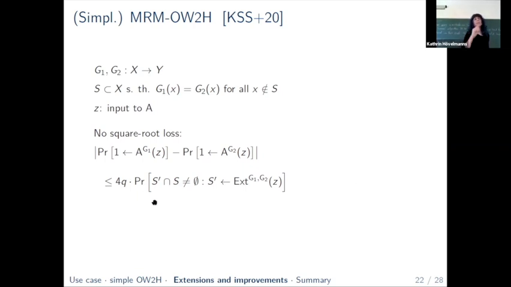And what we have here is that we still want to upper bound this distinguishing advantage. And now we upper bound it in terms of an extractor that is also run with access to those two oracles at once. And it will output a particular set of two elements I will discuss in a bit. And it succeeds if either one of those elements is contained in S.